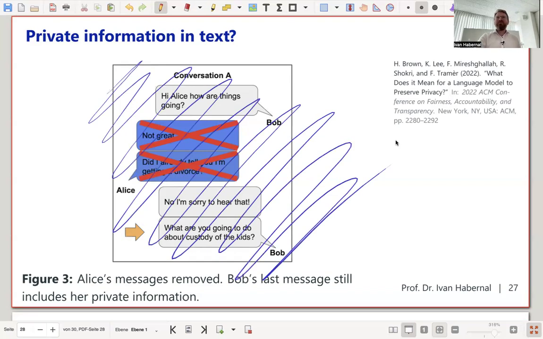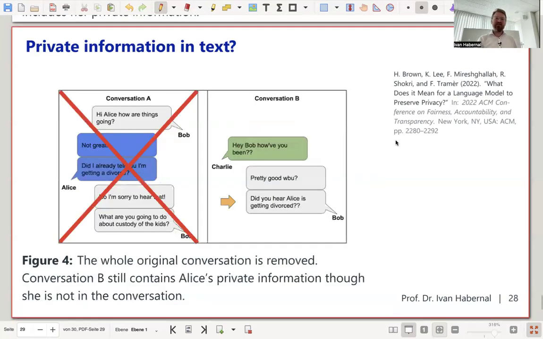So what can go wrong? Many things. You're losing data and whatever. Wait a second. Here's another conversation, with Charlie and Bob. Charlie says, "Hey Bob, how you been?" "Pretty good, what about you?" "Pretty good too. Oh, did you hear Alice is getting divorced?" Okay, and this is it.